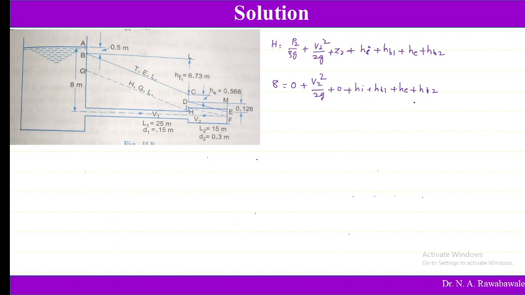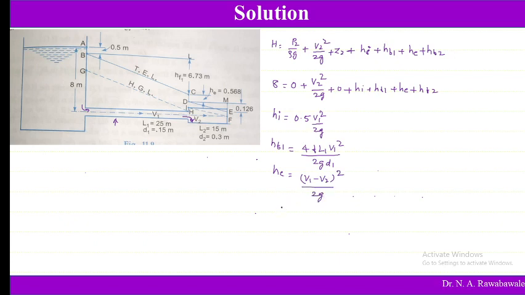Now we already know what Hi and Hf1 are. Head loss at the inlet of the pipe is given by 0.5 V1 square divided by 2g. Then the head loss due to friction in the first pipe is given by 4 f L1 V1 square divided by 2g D1. Then the head loss due to sudden expansion, He, is given by V1 minus V2 squared divided by 2g.